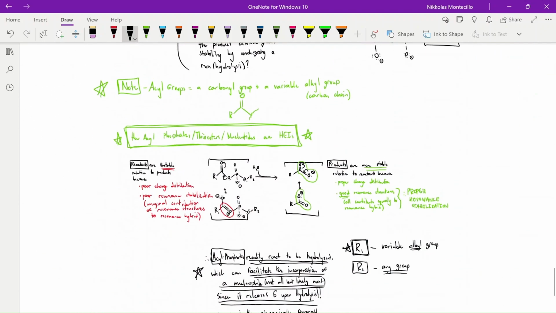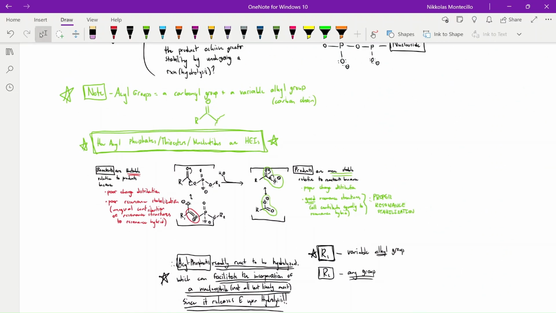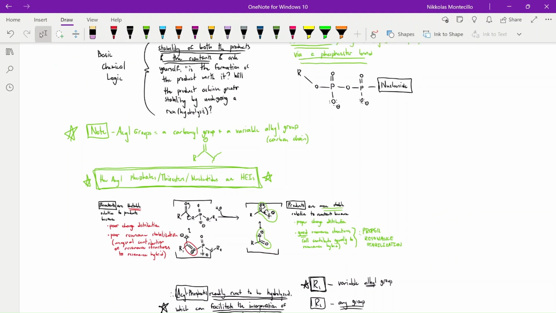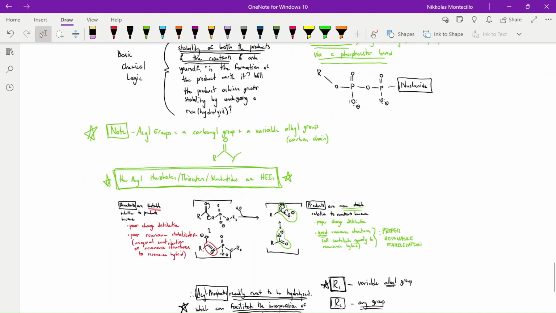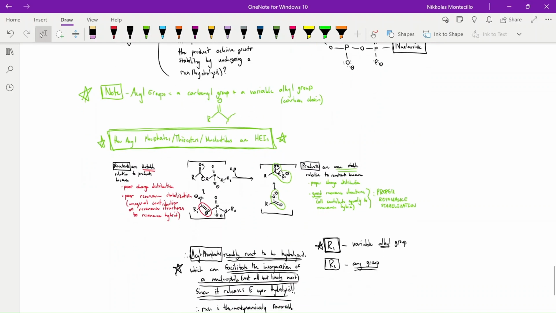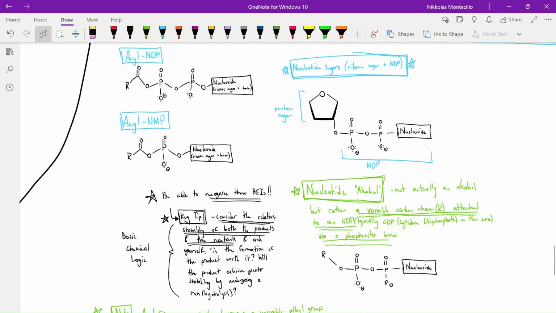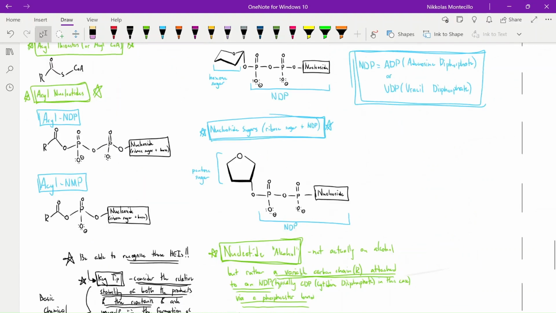Okay. And this is just a diagram explaining the same thing, of how acyl phosphates are also reacting similarly to thioesters. For the same exact reasons, acyl phosphates will also readily react.